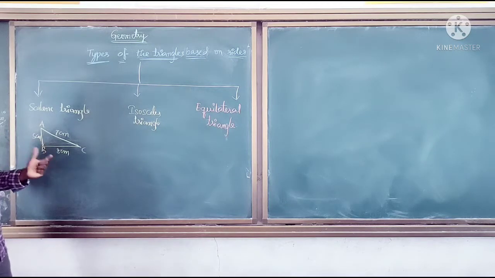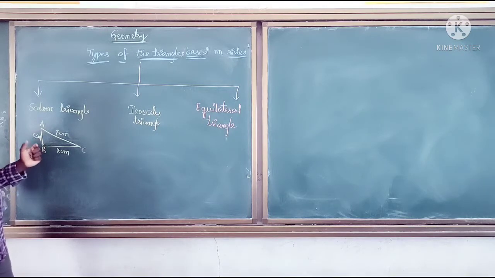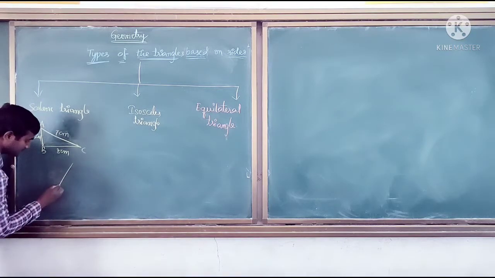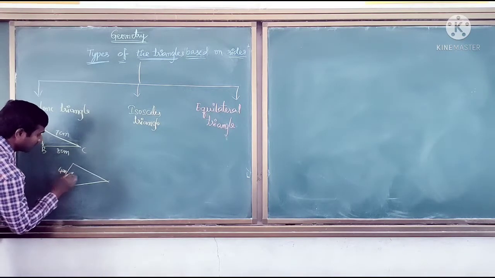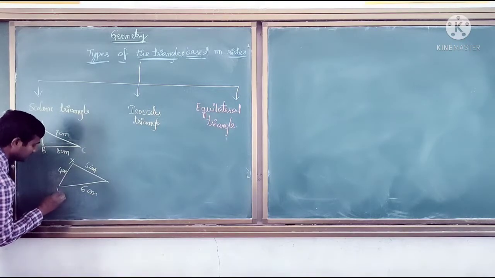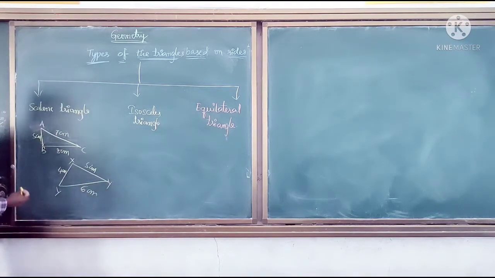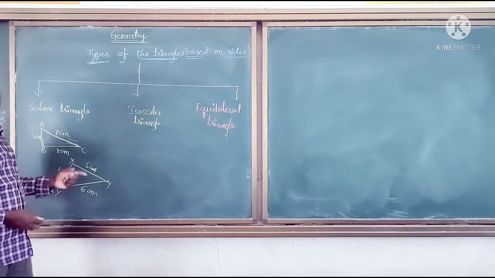Otherwise we can say, if the three sides of a triangle have three different measurements, it is called a scalene triangle. This is an example of a scalene triangle. Another example is 4 centimeter, 5 centimeter and 6 centimeter. This is also a scalene triangle, since no two sides are the same.